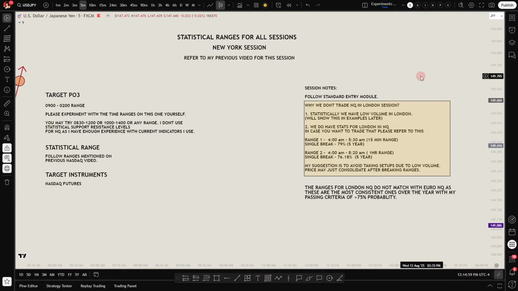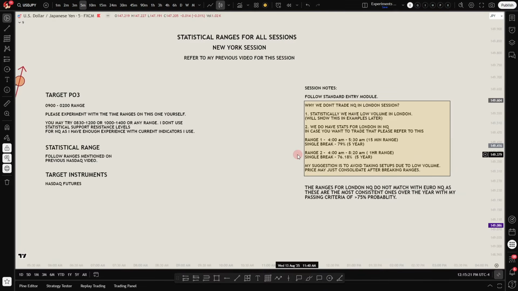While we do have statistics for London ranges in NASDAQ that you can use to enter, it is tradable, but I don't prefer it unless I see something really good forming. You may still use them for reference, and I've shared those stats on screen for anyone who wants to experiment, but I recommend sticking to New York for consistent volume and reliability.